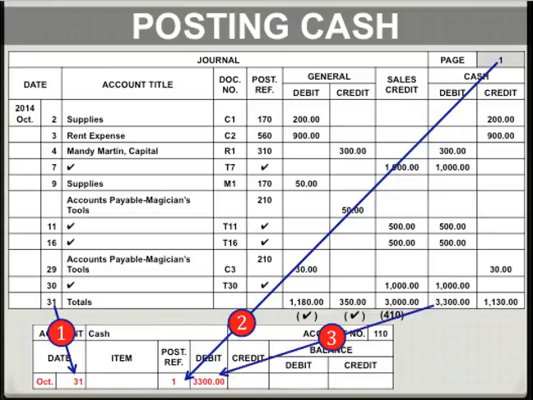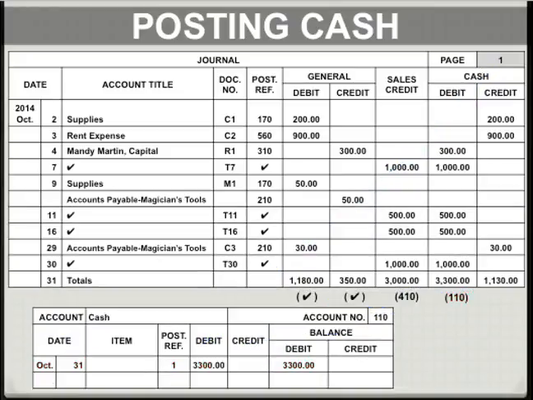Fourth, write the new account balance. Because it is the first entry, the account balance will be the same amount. Fifth, in the journal, write the cash account number in parentheses below the cash debit column. Now we're ready to post the cash credit column total to the cash account. We will use the next unused line in the account to post the cash credit column total.